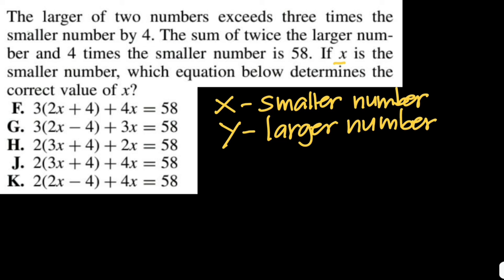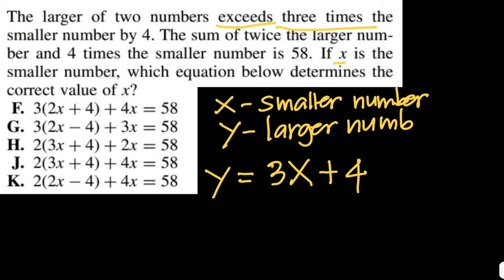Now let's interpret the first mathematical sentence first. It says here that the larger of two numbers, which is y, exceeds. Exceeds is the same as more than. 3 times the smaller number, so exceeds 3 times the smaller number by 4. So 3 times the smaller number is 3x, and exceeds by 4. So that is our first equation.